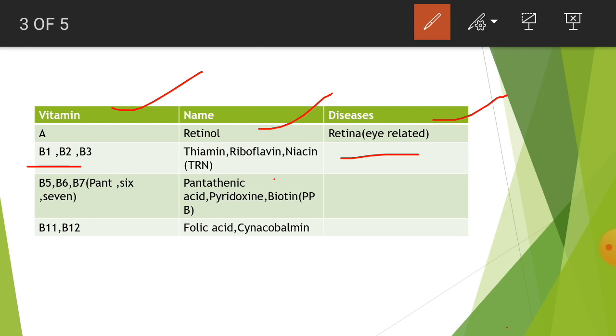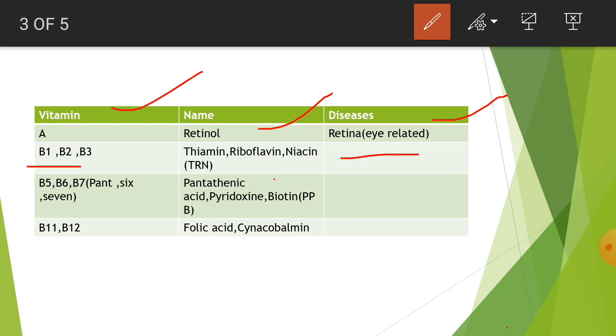Next is B6, that is pyridoxine. So here the 6 sound comes, so with this you can remember B6. And next is biotin, which is an exception, so it is PPB.